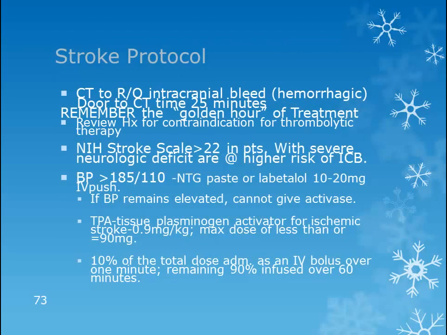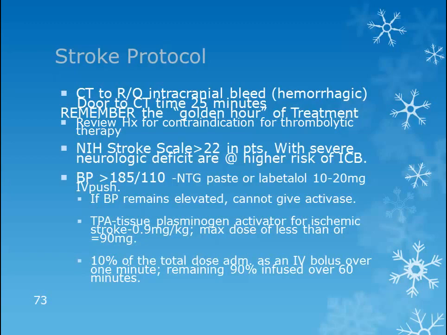Stroke protocol. CAT scan to rule out intracranial bleed or hemorrhagic CVA. Door to CAT scan time, 25 minutes. Remember the golden hour of treatment. That means the patient should be evaluated, with vital signs, CAT scan, and further assessment all done within an hour, and a plan to either administer or not administer TPA should be made within that first hour of treatment.